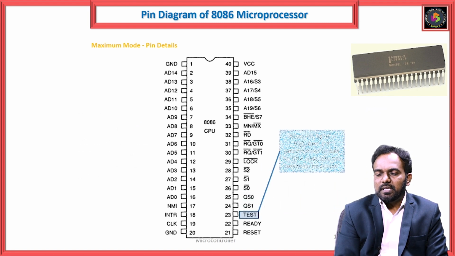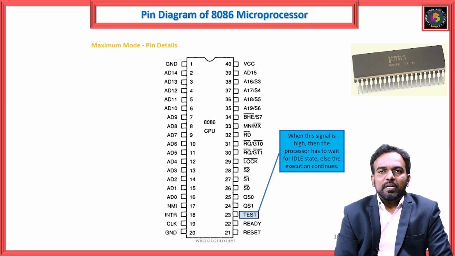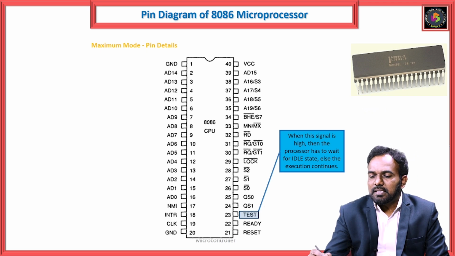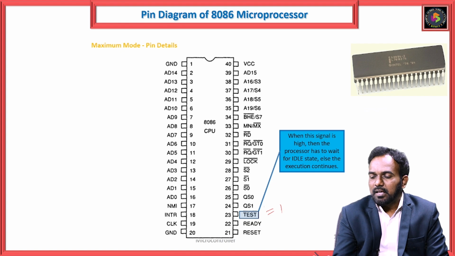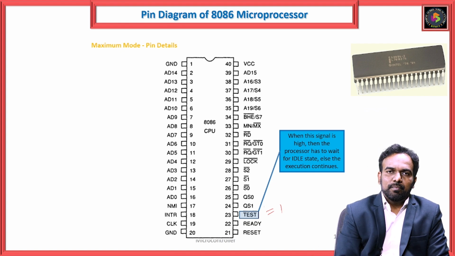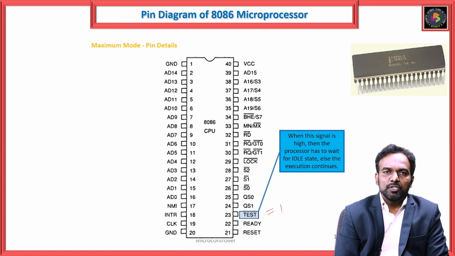The next pin is the TEST pin. We use the TEST pin when the signal is high. When this TEST pin is equal to 1, the processor has to wait in the idle state. Else, the execution continues. In that way, we use the TEST pin.